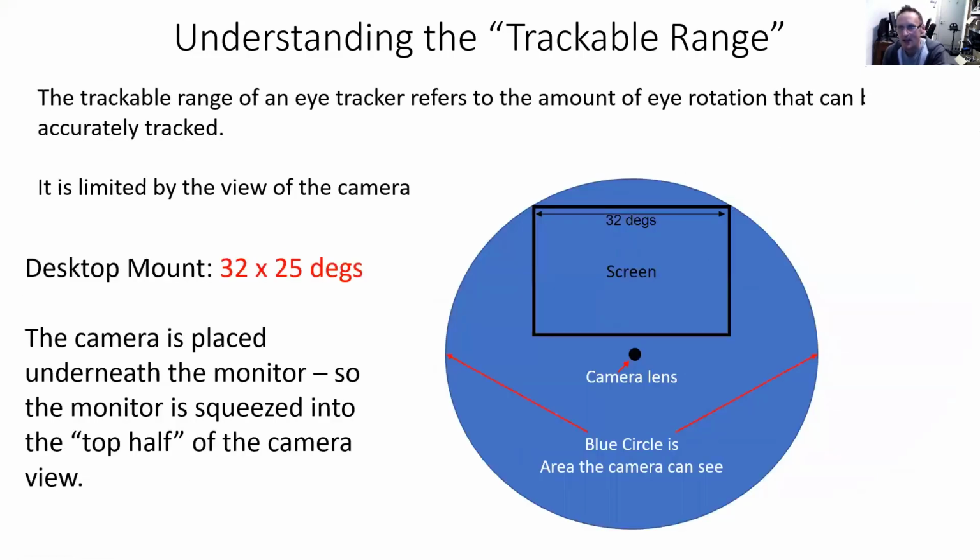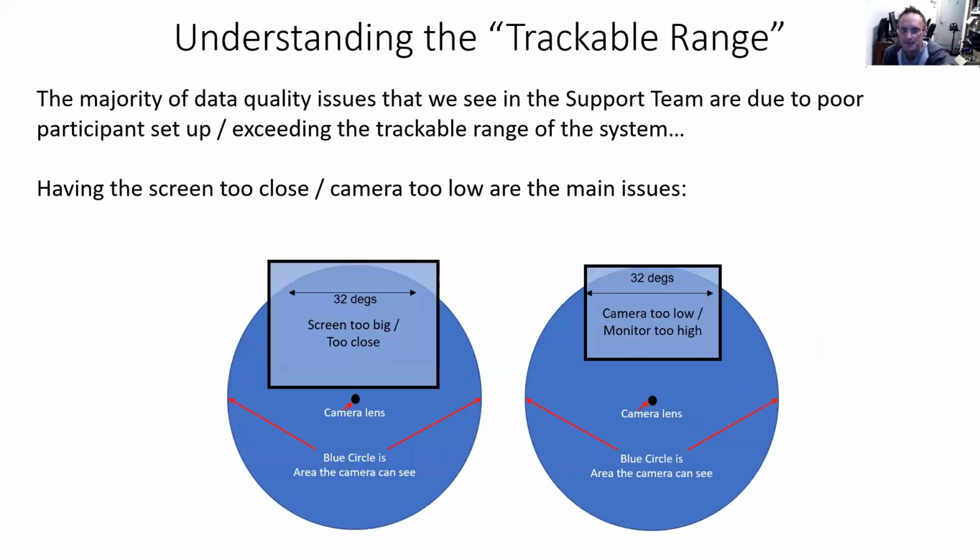Similarly, there is actually a much bigger trackable range towards the bottom of a screen than there is at the top. But because we generally want to track over the whole screen, we give the shortest trackable range, which is 32 degrees. So if your screen is too big or too close, basically the same thing, or your camera is too low or the monitor is too high, you're going to get a situation like this, where the corners, particularly the top corners of that screen, are in danger of falling outside that trackable range.